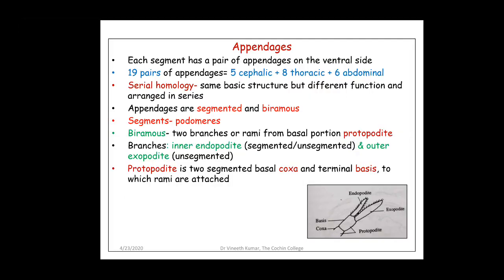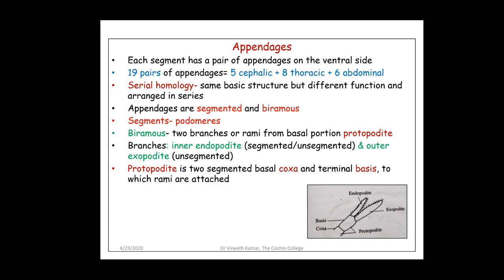So coming to the appendages, as we said, every segment has paired appendages, and a total of 19 pairs of appendages can be seen: 5 pairs of cephalic, 8 thoracic, and 6 pairs of abdominal appendages. And these appendages show a phenomenon called serial homology.